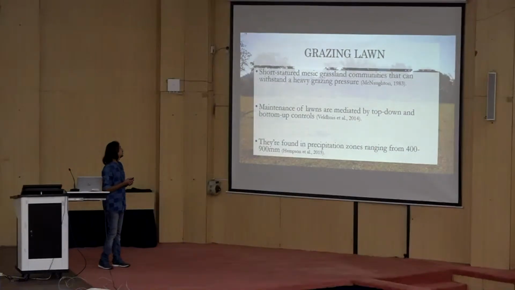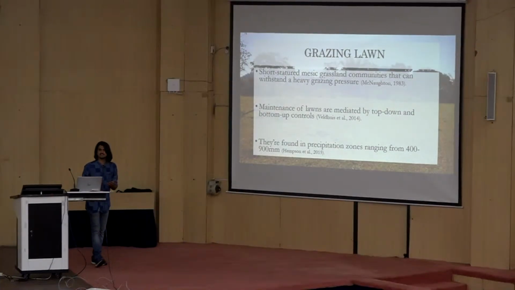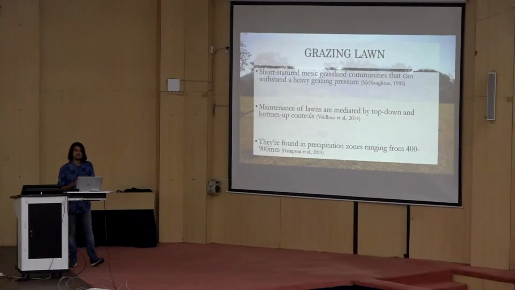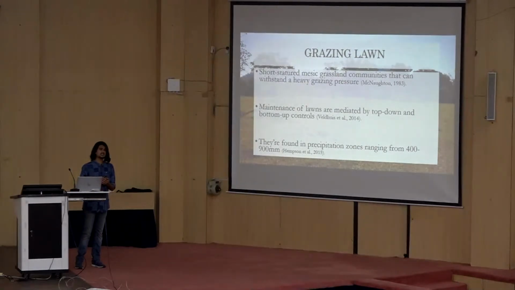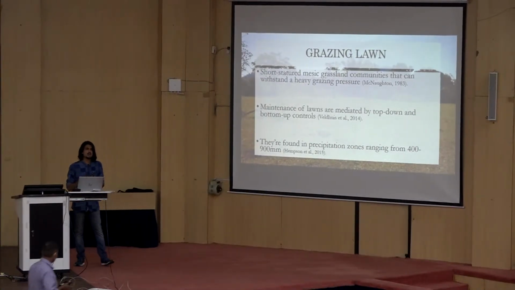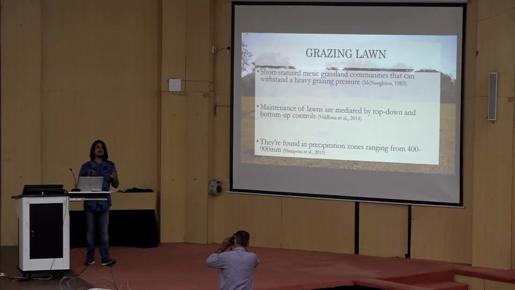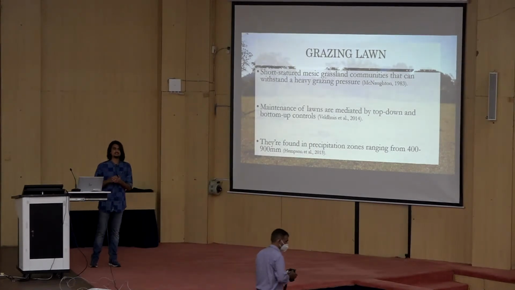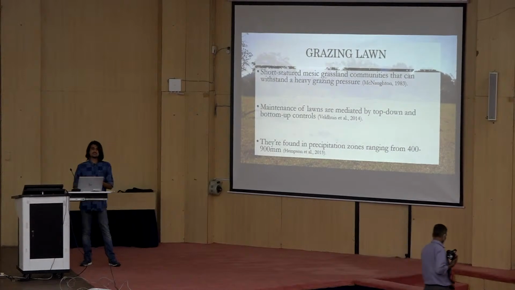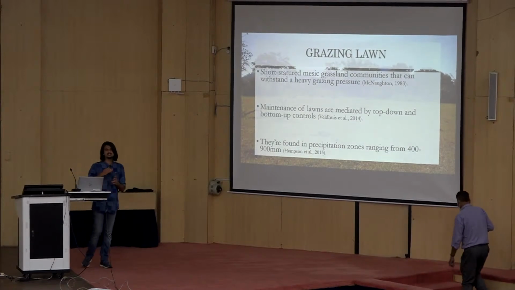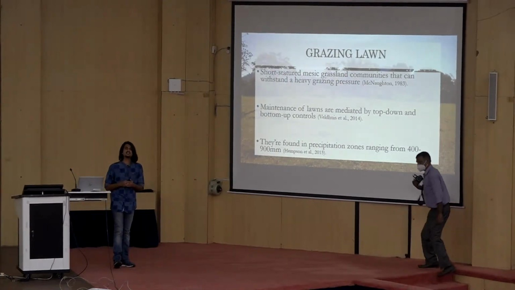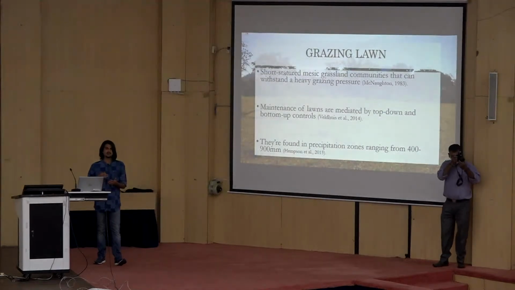Grazing lawns are short-statured mesic grassland communities that can withstand very heavy grazing pressure. Grazing lawns generally consist of a continuous layer of grasses and ground vegetation, with a sparse distribution of trees and shrubs in between them. The maintenance and continued persistence of these lawns are mediated by both top-down and bottom-up controls.